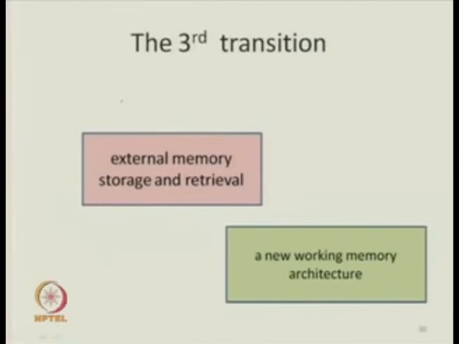Next, we come to transition number 3, the third important transition in the development of culture along with selection pressures, and this is very interesting. This is external memory storage and retrieval and a new working memory architecture.